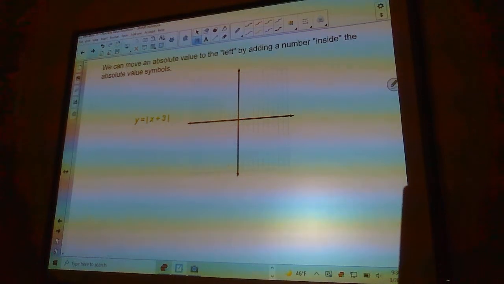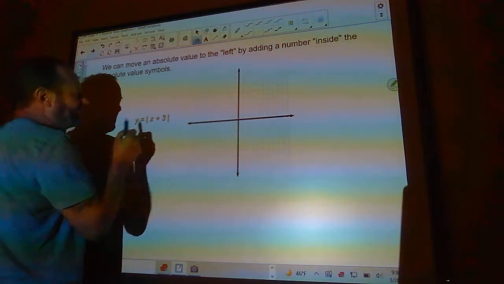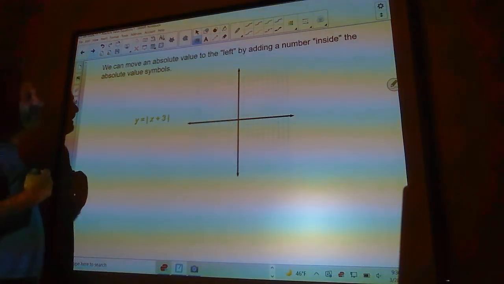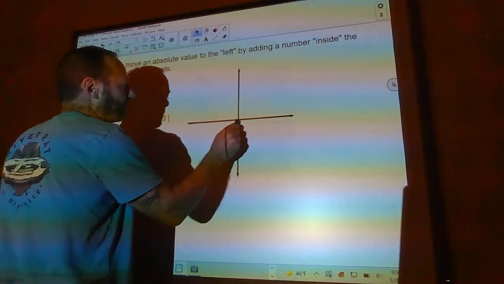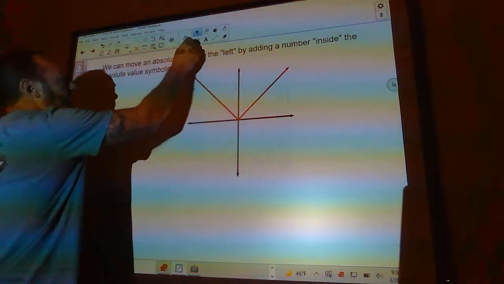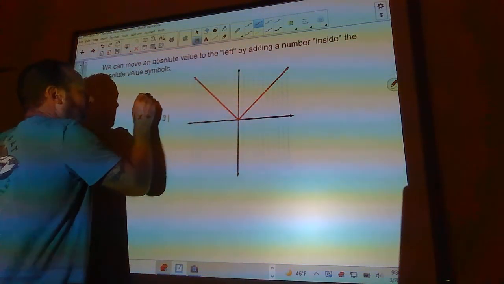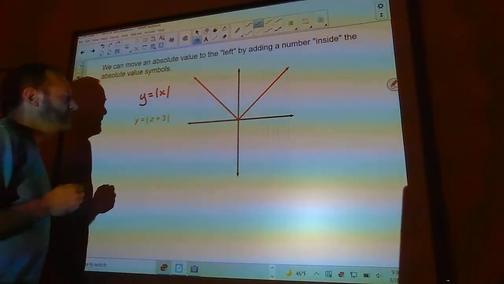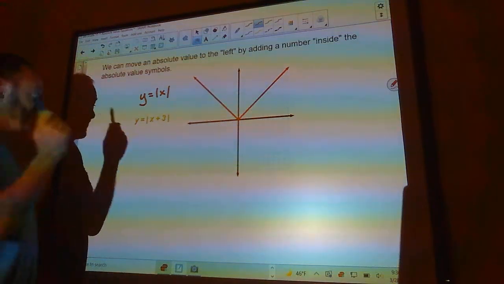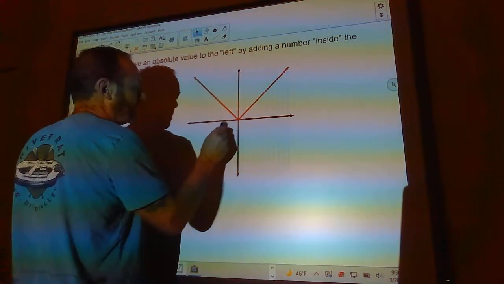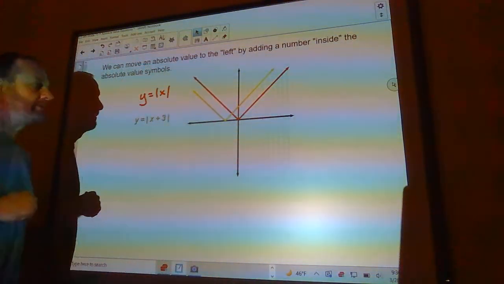Okay, if I want to take an absolute value and move it to the left, then I add a number inside the absolute value signs. So here's my absolute value of x right here. Now, absolute value of x plus 3 is going to be right there.